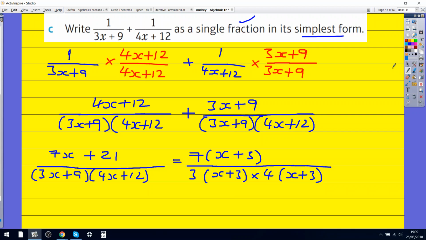We could cancel out the x plus 3 on the top and the x plus 3 on the bottom. Yeah. And so, final answer? 7 over 12x plus 36. And I think we could leave it as 12 times x plus 3. Oh, okay. Because it's good to leave it factorized, because you might be able to find something later on that it can simplify with, like if you had to add it in part B or something.